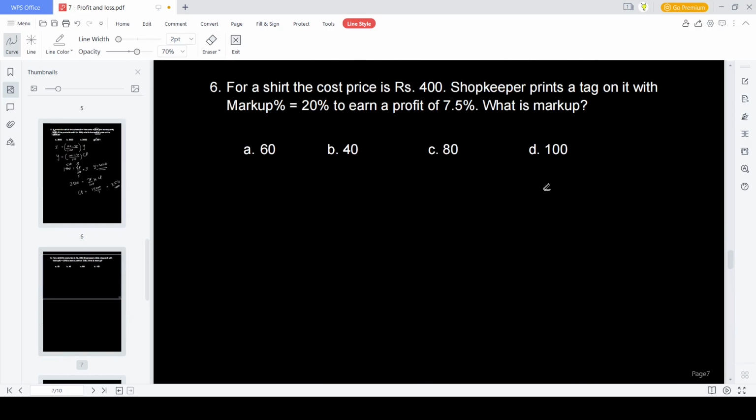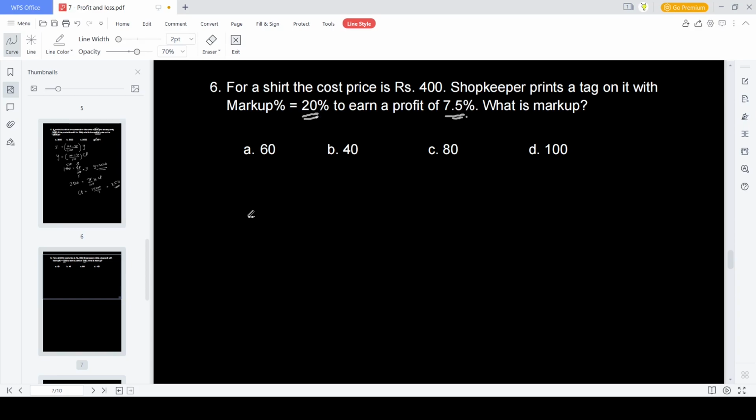Next question. For a shirt, the cost price is 400. The shopkeeper puts a tag on it with a markup of 20% to earn a profit of 7.5%. What is the markup, is what they're asking. Markup is the profit he wants to earn, but he earns only 7.5%.